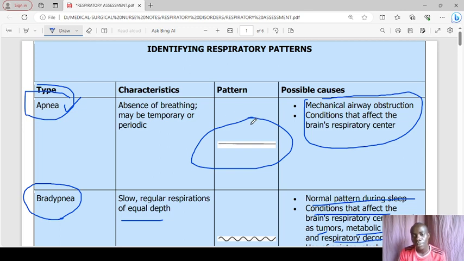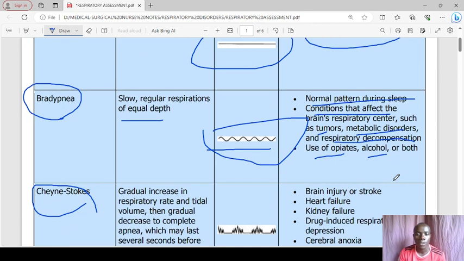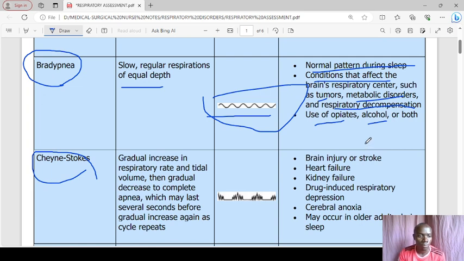Okay, this is how it appears as the pattern, and the possible causes include mechanical airway obstructions and conditions that affect the brain respiratory center. Next, we have bradypnea. It is characterized by slow, regular respirations of equal depth. This is how it appears. Okay, and this is a normal pattern during sleeping. Conditions that can also cause bradypnea include tumors, metabolic disorders, and respiratory decompensation. Use of opioids and alcohol, or both, has also been found to cause bradypnea.